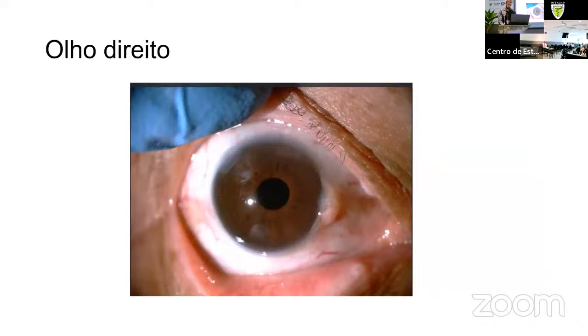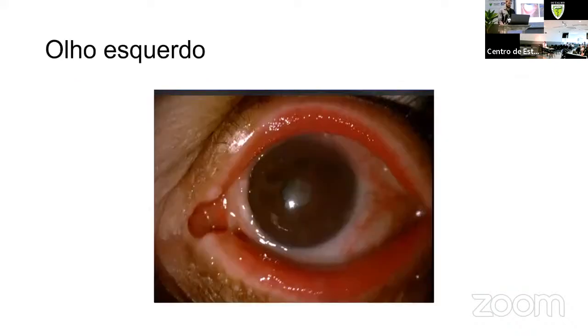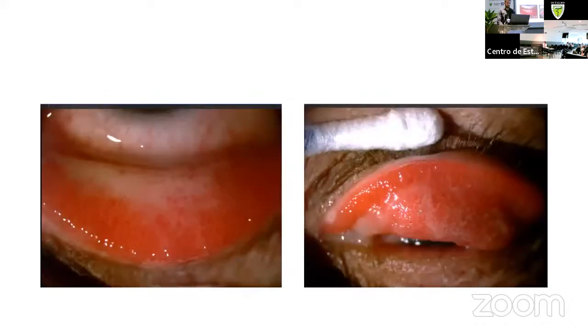So here we have the picture of the right eye. She had a calm conjunctiva with a pinguecula or pterygium nasally, and here are the fornices. It's calm and there is no secretion or any reaction. Now in the left eye, she had a red eye, a much more inflamed eye. She had normal cornea, normal iris, and white cataract. In the picture of the inferior and superior fornix, we can see secretion and some papillae.